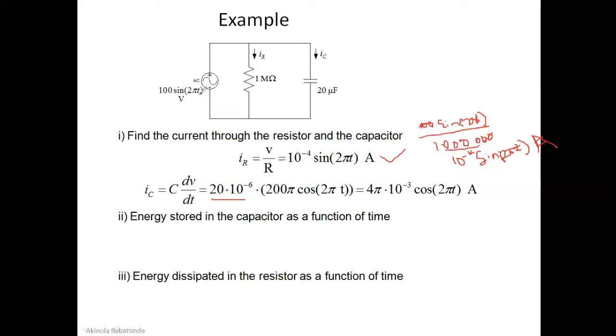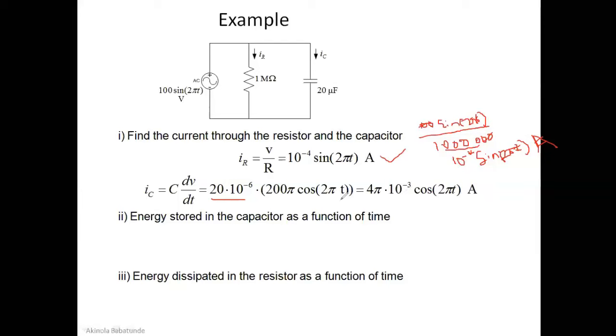Now, this is basic differentiation, so I don't think I'm supposed to teach you how to differentiate now. You are way past that level, and I think you all know how to do that. So we'll just move on. This gives us the current IC that we are looking for. So we obtain our IC to be equal to 4 pi times 10 raised to the power minus 3 cos 2 pi t when we expand this bracket.